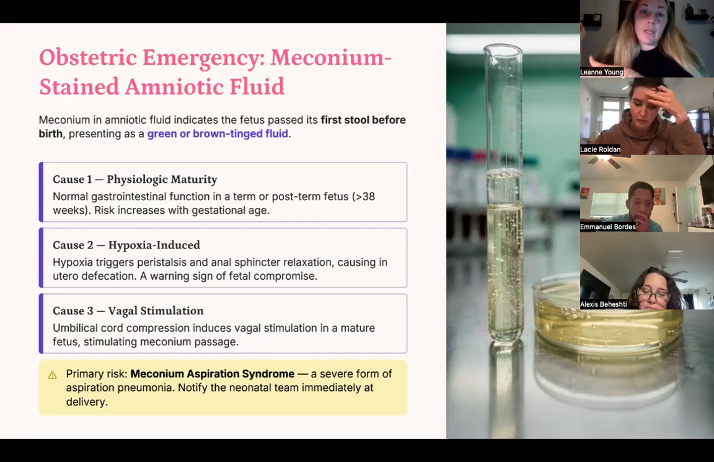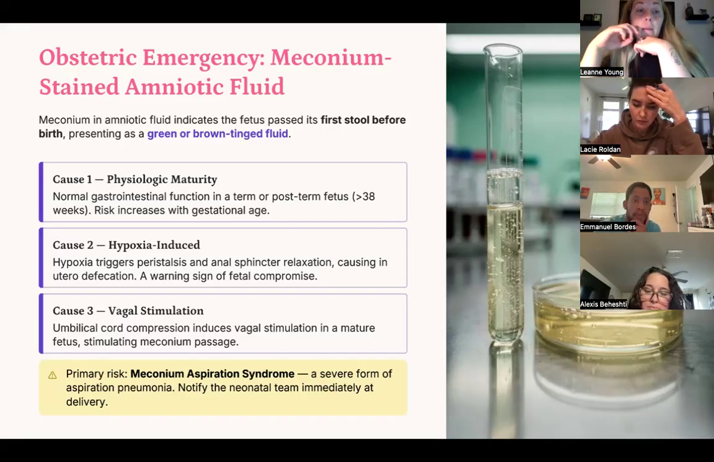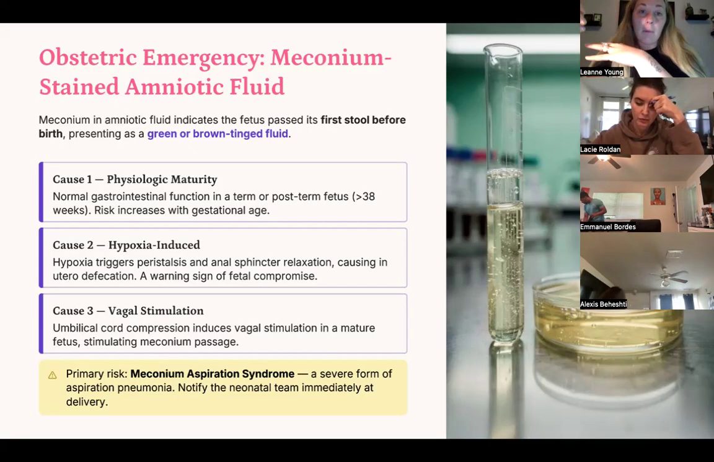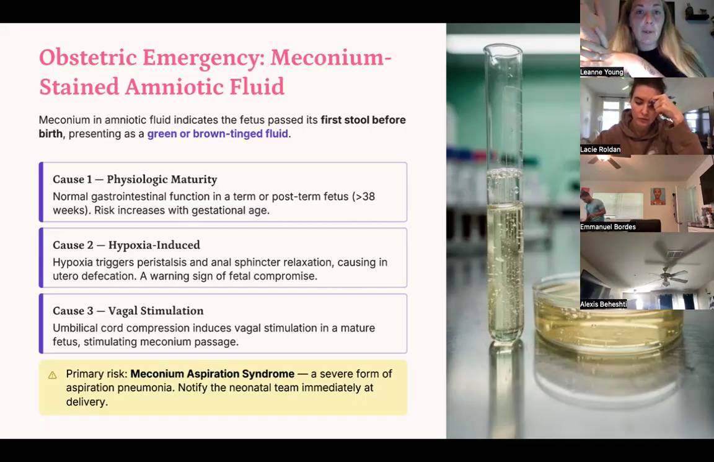Another thing could be hypoxia induced. So there was some type of stressful event that reduced the oxygenation to our baby that caused them to have this type of reaction. So they ended up having a bowel movement in utero as a result. Hypoxia triggers peristalsis and anal sphincter relaxation, causing intrauterine defecation. This is a warning sign of fetal compromise. So if I have a patient who has meconium stained fluid, that is indicating to me that there was some type of stressful event that had taken place to cause baby to have a bowel movement. All right, so this baby is already a little bit stressed out.